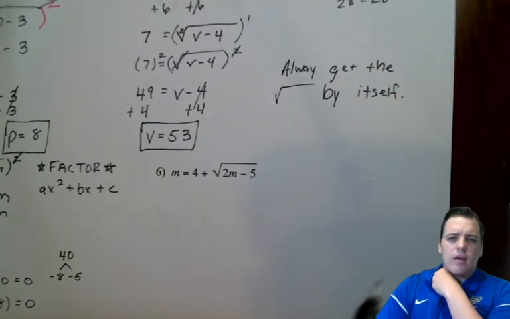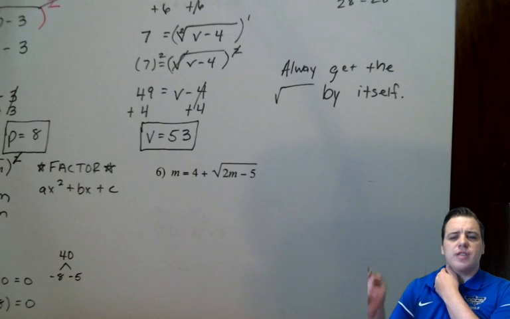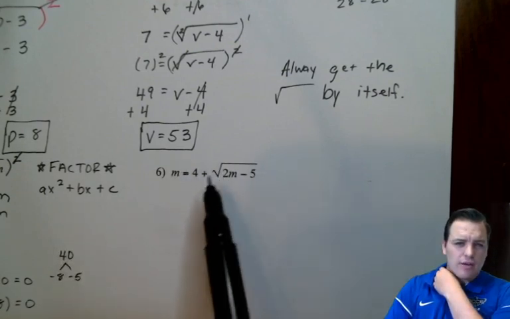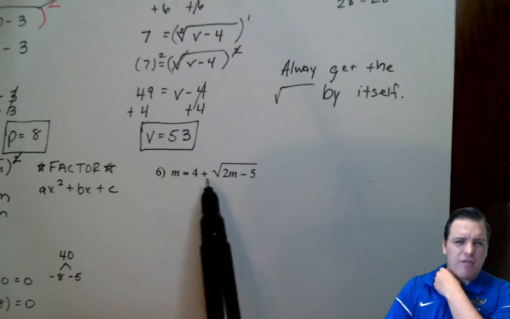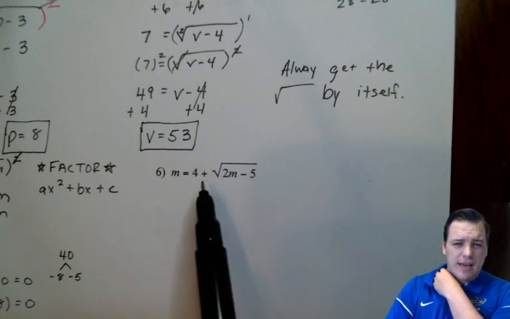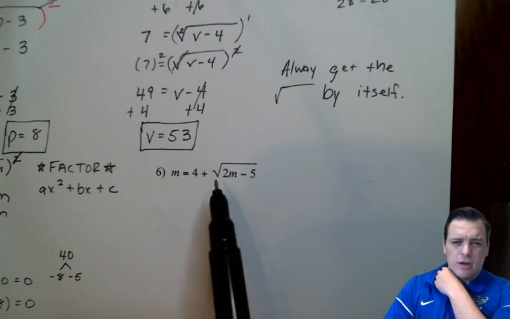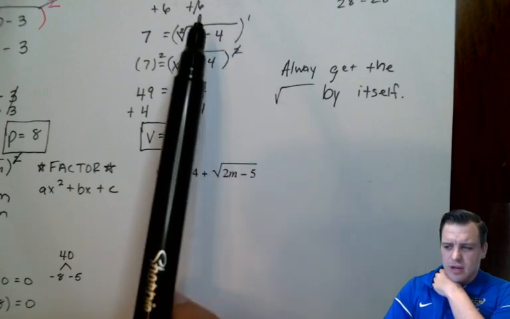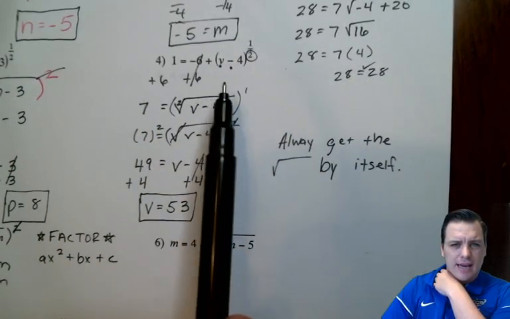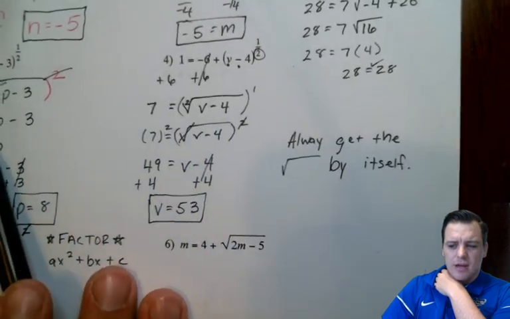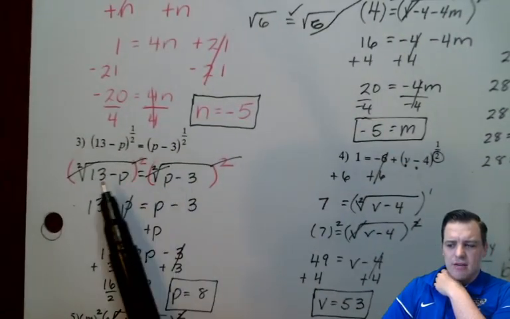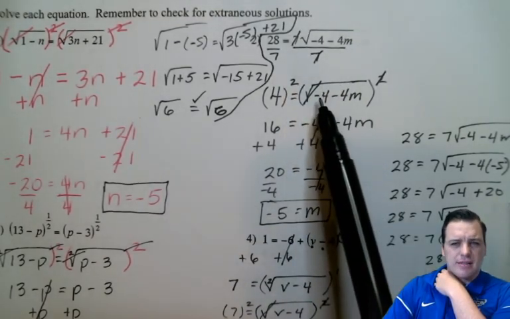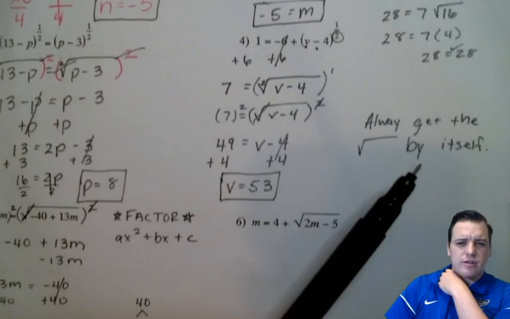Okay? We know we have to square both sides in order to get the square root off. But if you squared this and then squared this side, that means you would have to FOIL all that, and that would get very nasty. So you always want to get the square root by itself. Notice up here, we added 6 and got the square root by itself. Up here, the square roots were by itself. At number 2, we divided and then got the square root by itself, okay? So we always want to get the square root by itself.